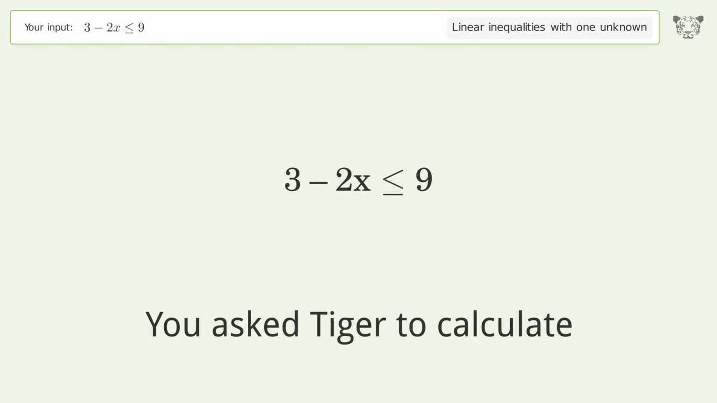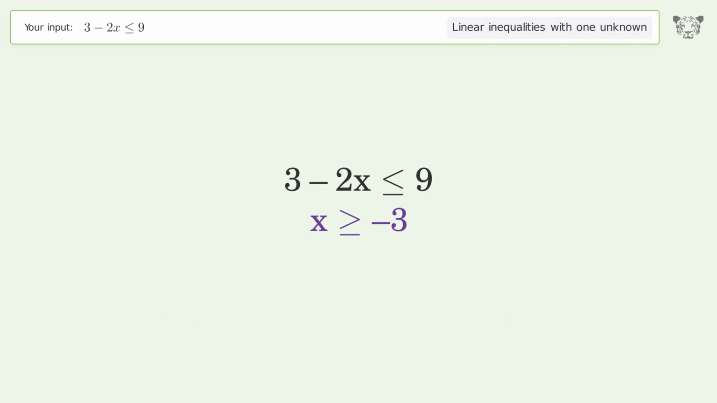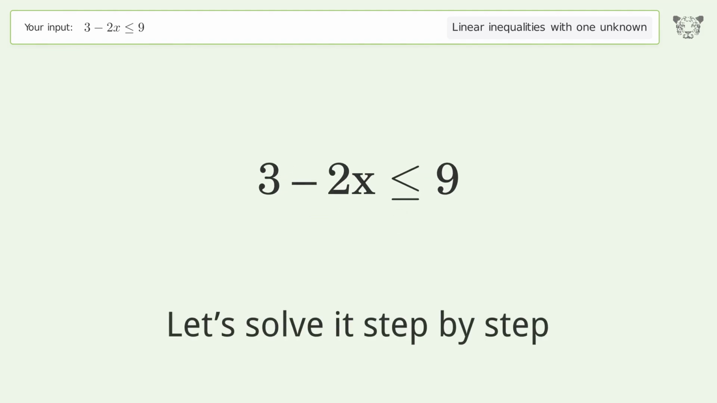You ask Tiger to calculate. This deals with linear inequalities with one unknown. The final result is x equal or greater than -3. Let's solve it step by step.